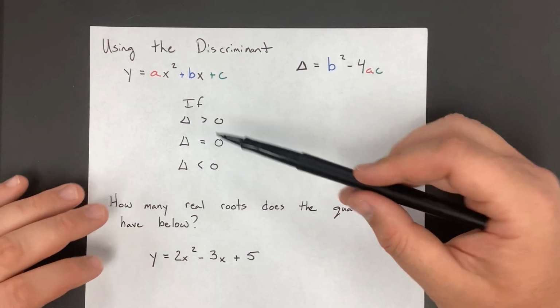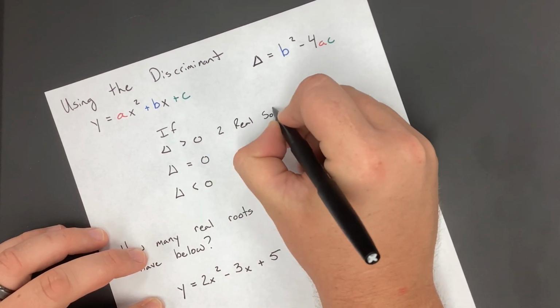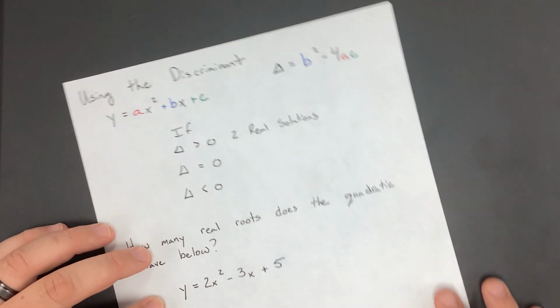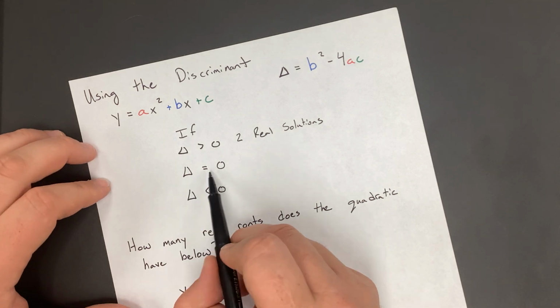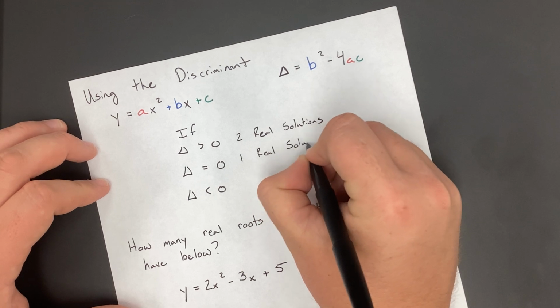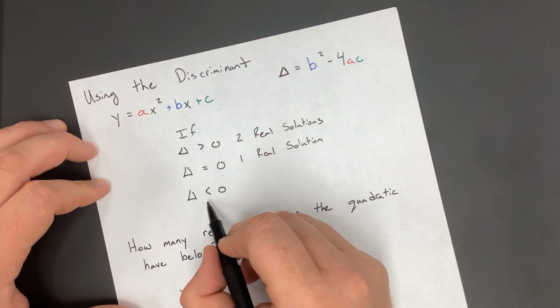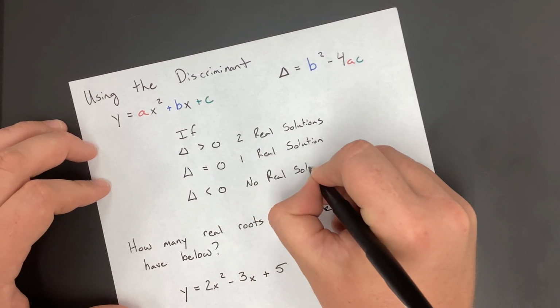If our discriminant is greater than 0, then we will have two real solutions. Okay? A quadratic can never have more than two solutions. The fundamental theorem of algebra states whatever the highest degree of the function is, that's how many solutions it has. Our discriminant is how we look for real solutions. If our discriminant is equal to 0, then we are going to have one real solution. And then if our discriminant is less than 0, we are going to have no real solutions.